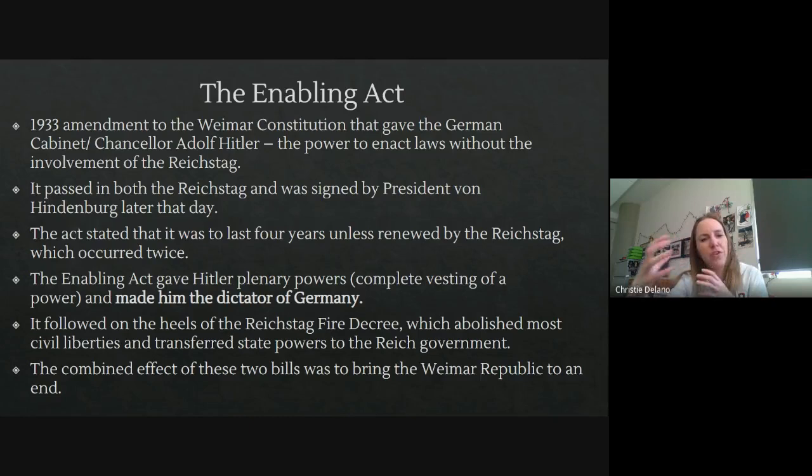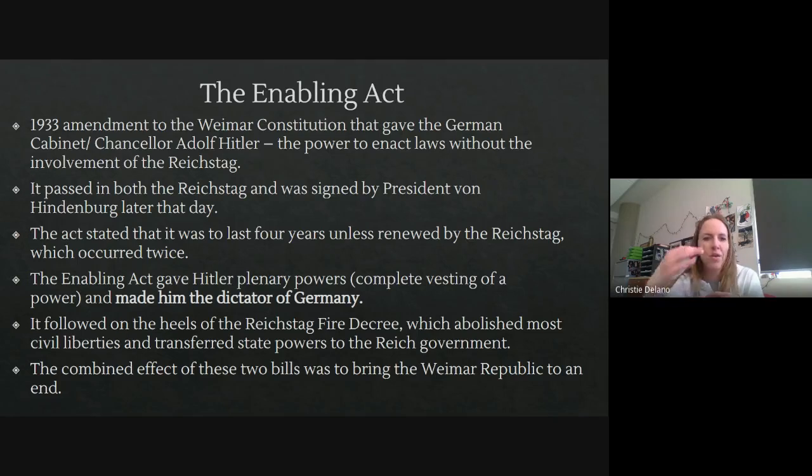Now, we see a few more laws. So we have the Enabling Act that we're talking about right now. We have Article 48. We had the Reichstag Fire Decree. And now we have the Enabling Act. So by 1933, an amendment to the Constitution gave the German cabinet and Chancellor Adolf Hitler the power to enact laws without the involvement of the Reichstag. Okay, that was what this Enabling Act was.